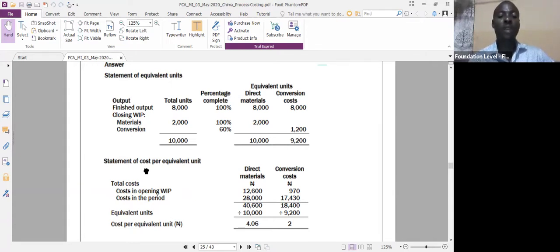Okay, now that we've gotten the total cost for each, we need to look for the cost per equivalent unit by dividing the cost by the total equivalent units. We have done the equivalent units: 10,000 units for direct material, which we did in the first part, and 9,200 for conversion. So it means that 4 naira 06 kobo is the cost per equivalent unit for direct material, and 2 naira is the cost of conversion.